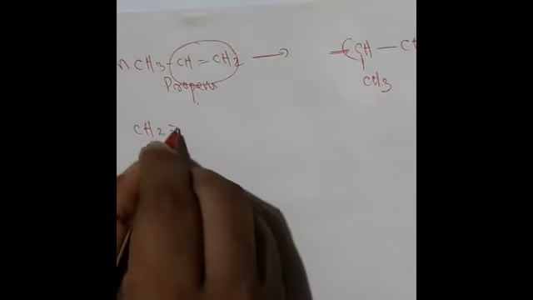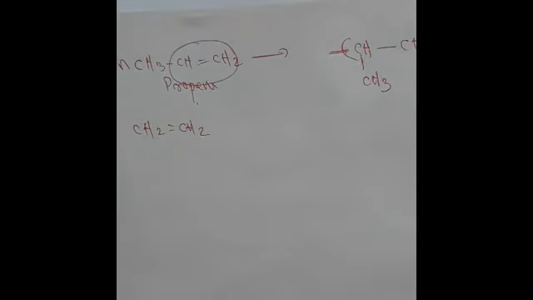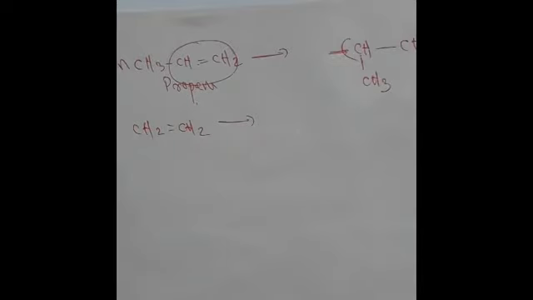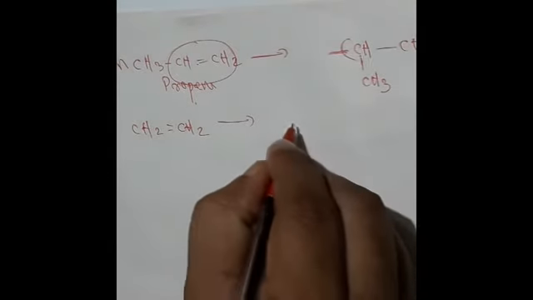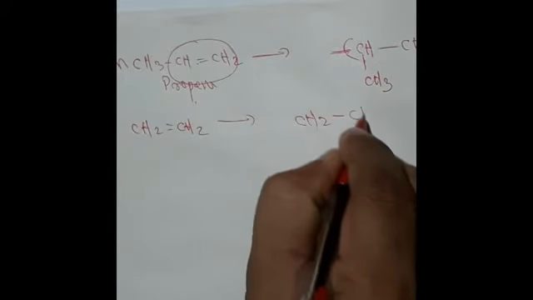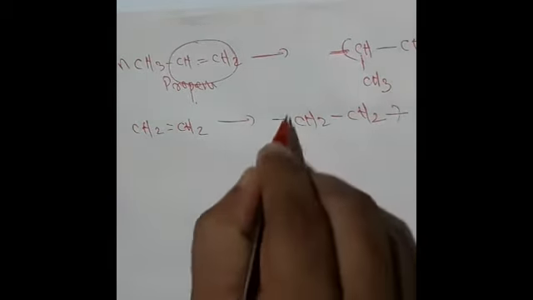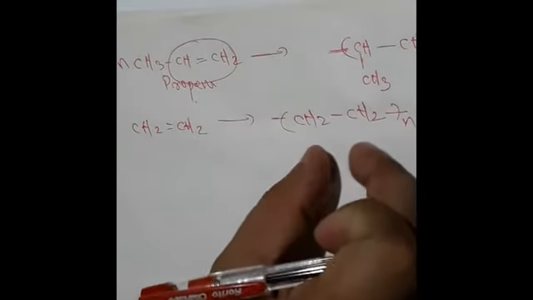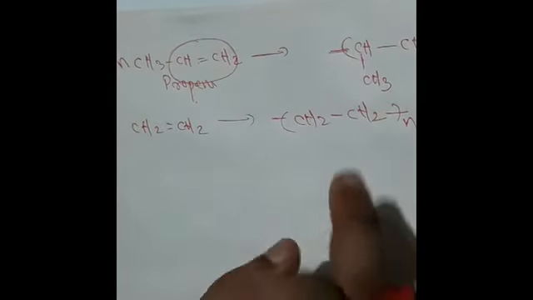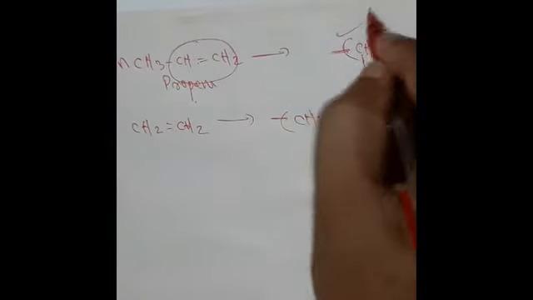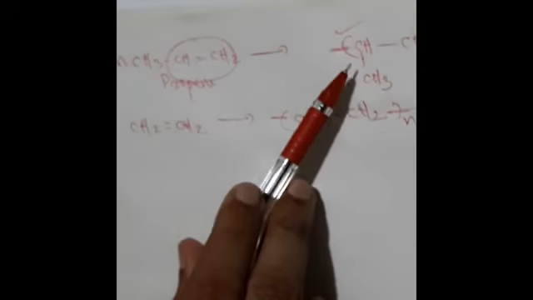Look here, another example. CH2 double bond CH2. This is ethene. Ethene after polymerization will be polythene. You can draw the structure of polythene like this: CH2 single bond CH2, the double bond changed to single bond, and put a bracket over here, put n. This means this CH2 unit is a single unit. This type of unit joins here, also here. Okay, so this is the answer: the structure of polypropene.